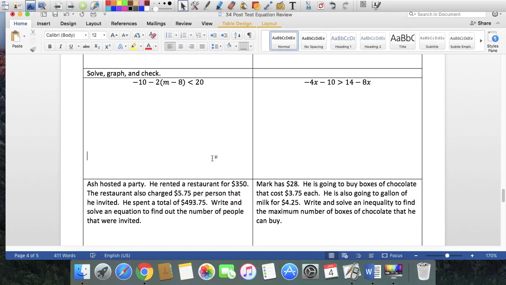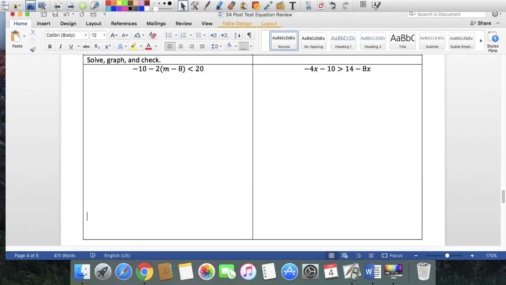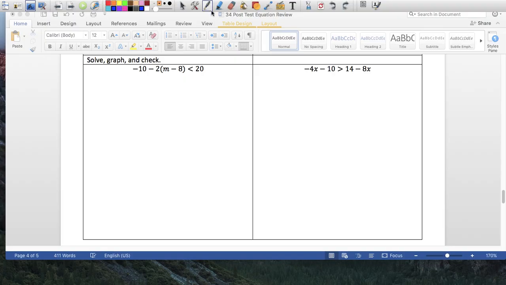Alright, not too many left. So I have 2 inequalities now. Solve, graph, and check. Procedure is the same, except that it has an inequality sign. So I got negative 2 times the quantity m minus 8. I'll do the distributive property here. Negative 2 times m is negative 2m. Negative 2 times negative 8 is plus 16. Less than 20. Combine like terms.